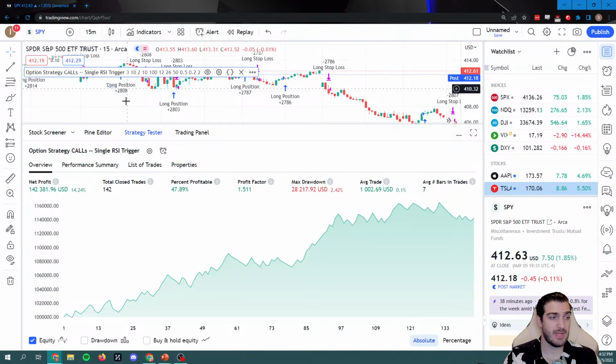Now, here's the cool thing. These strategies don't have to just be for the S&P 500. They also don't have to be for stocks. The value in this strategy, especially the 15-minute bar strategy, is the fact that while all we see here is the returns of SPY, of the stock, you can trade this strategy by buying and selling options.